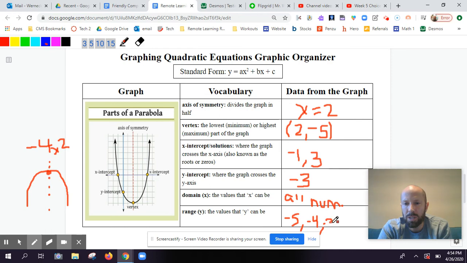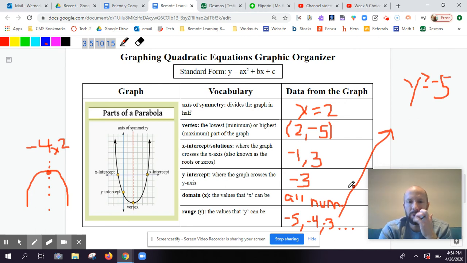So for right now, we're just going to say that it can be -5 and really all numbers that are bigger than that. And really, if we're being technical, we should probably say that since it's the y, we're going to have y here. And y can be -5. So y is going to be more than or equal to -5. There we go.